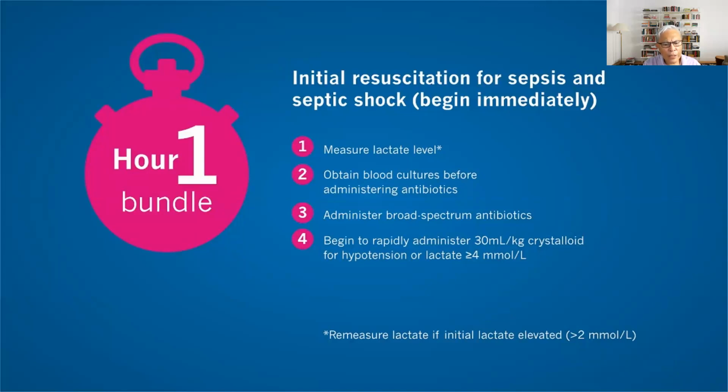And now, the fourth step is to begin rapidly administering 30 mL per kilogram of crystalloid for hypotension or lactate levels of 4 millimoles per liter or greater. And the reason for this is, what happens when you have septic shock? Are you vasoconstricted or are you vasodilated?